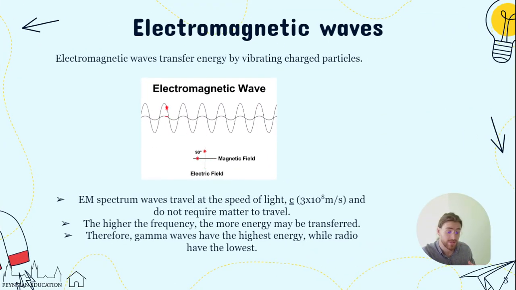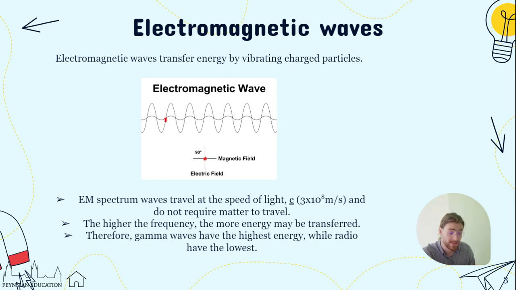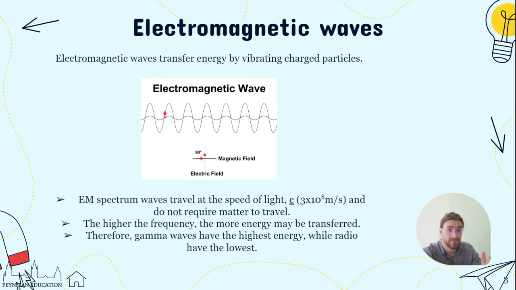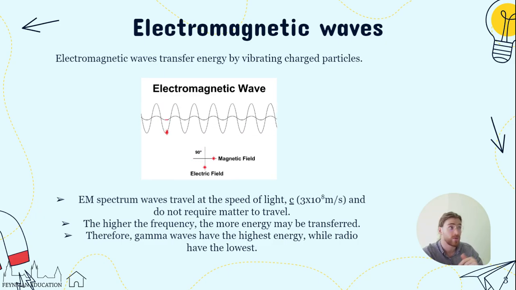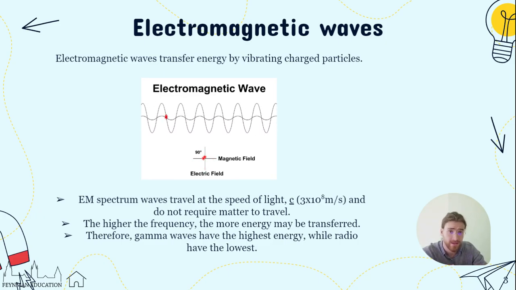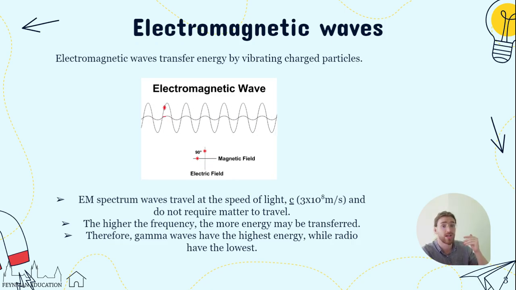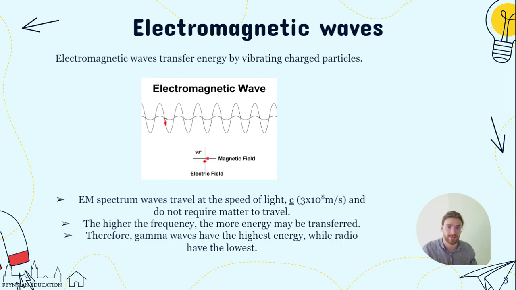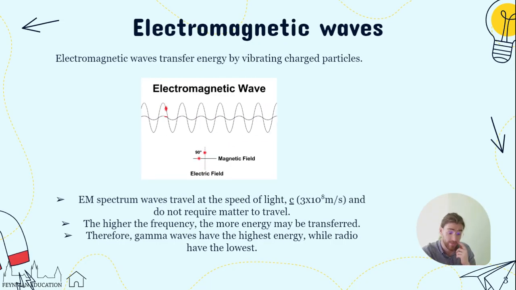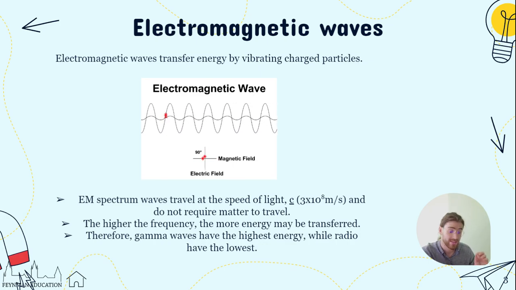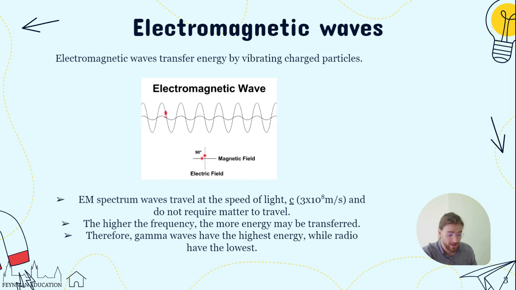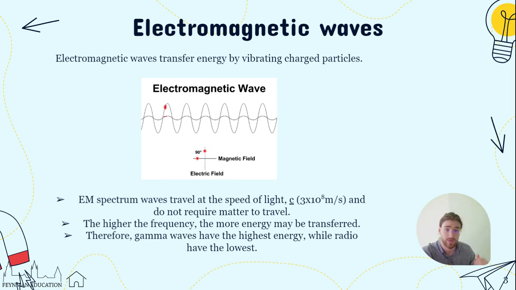Electromagnetic waves transfer energy by vibrating charged particles. They don't need a medium to travel through, which is why we can get sunlight through space, because it doesn't need particles to transfer energy between. Electromagnetic spectrum waves travel at the speed of light, because it is basically light, and they do not require matter, that medium, to travel through.